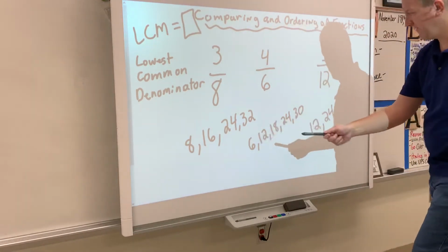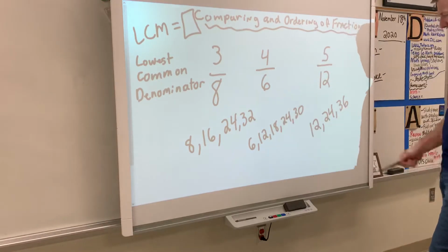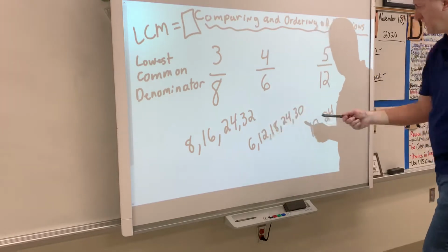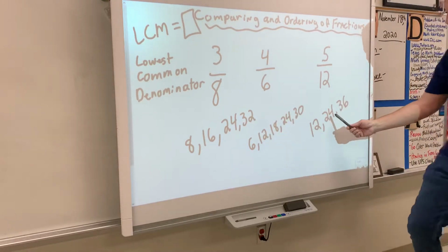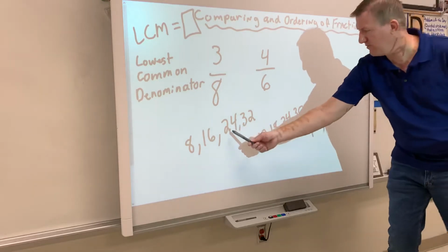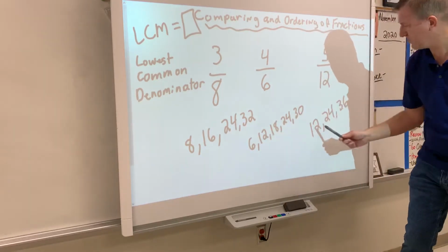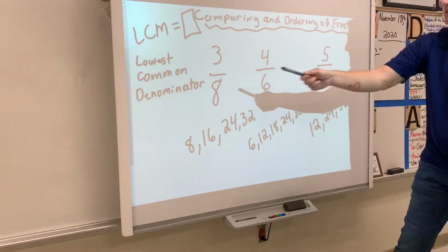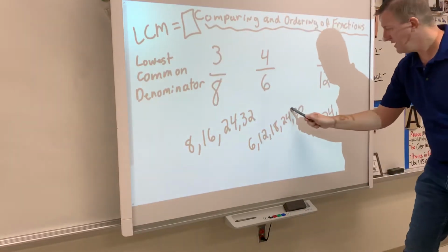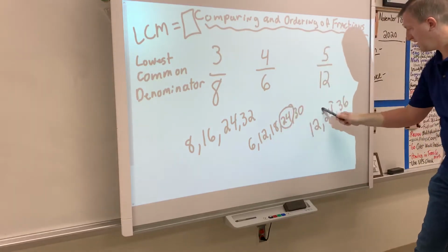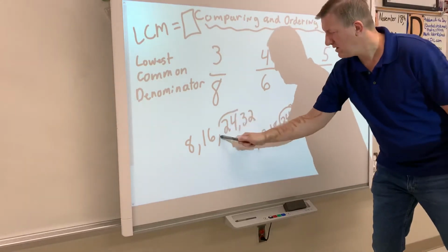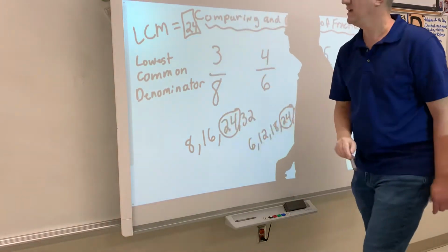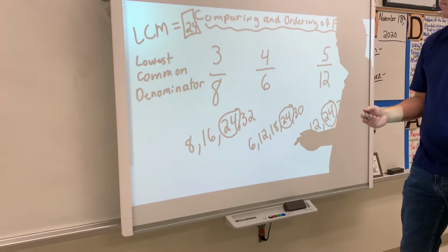Let's see if they have any. They have 24 in common. Looks like 24 is my lowest common denominator. This one has 24, this one has 24, this one has 24. These two have 12, but this one does not have 12. So my lowest common denominator is 24.